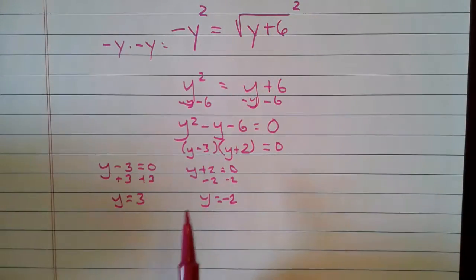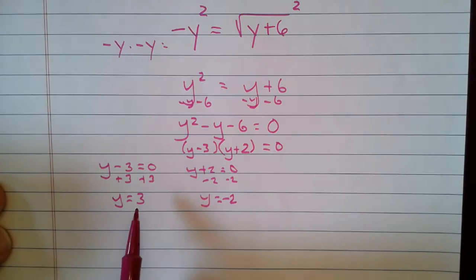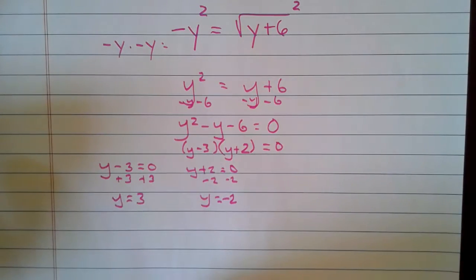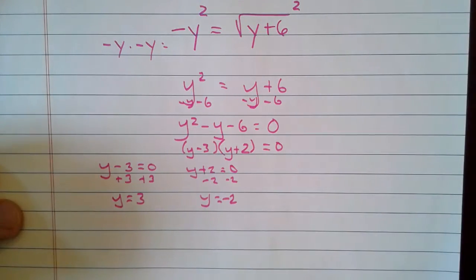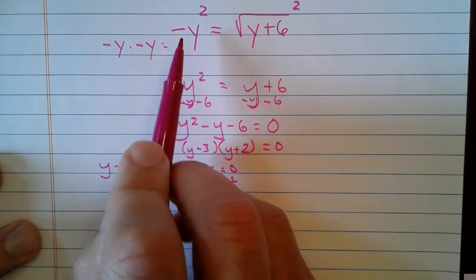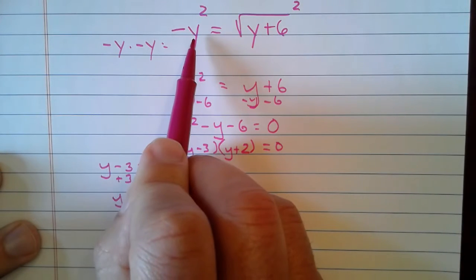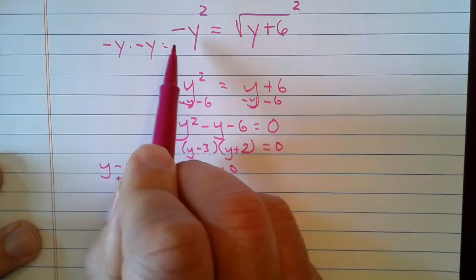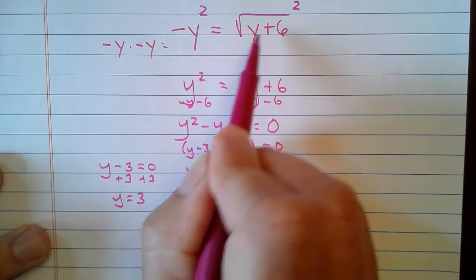So what I have to now do is plug both of these in to see, do both of them work? Do neither of them work? Do one of them work? Or is one of them extraneous, both of them extraneous? So I have to now go through the process of checking it. All right, my original equation, recall, was negative y, meaning the opposite of my y value, equals the square root of my y value plus 6.